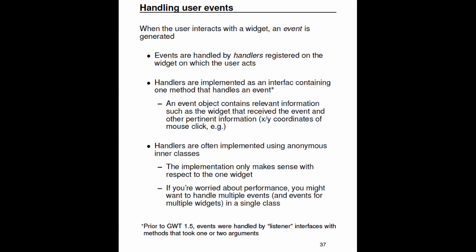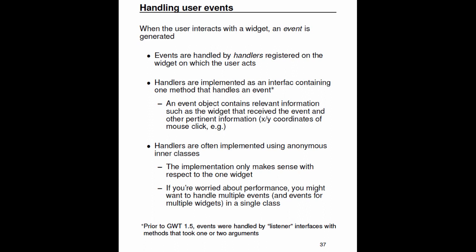So when a user interacts with a widget, when they click a button, when they type some text into a text box, when they drag something on the screen, an event is generated. An event is basically an object that says, hey, something happened, the user did something. Events are sent to objects called handlers that are registered on the widget on which the user acts. So you have a button and you register an on-click handler to handle clicks.